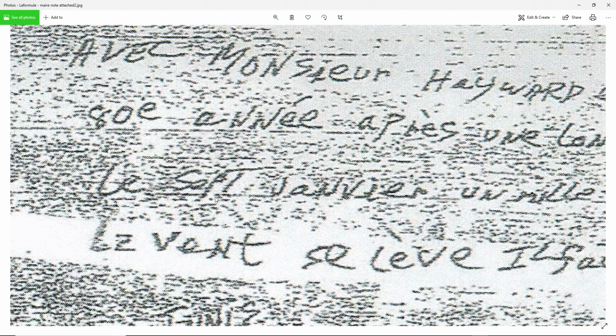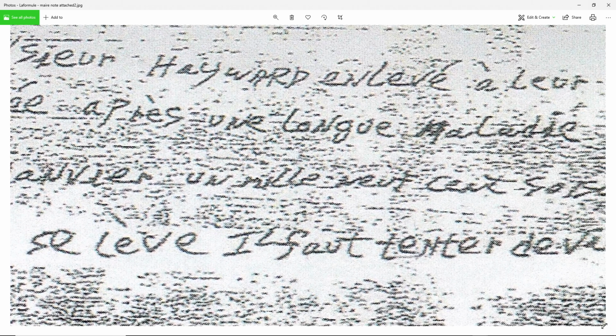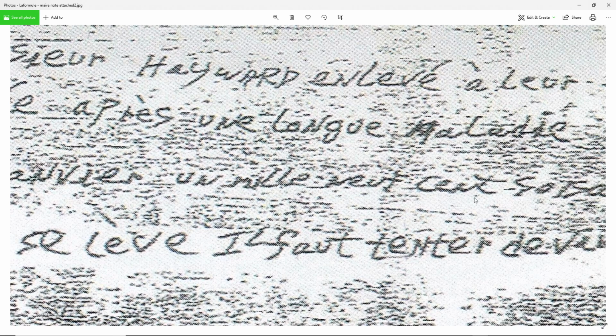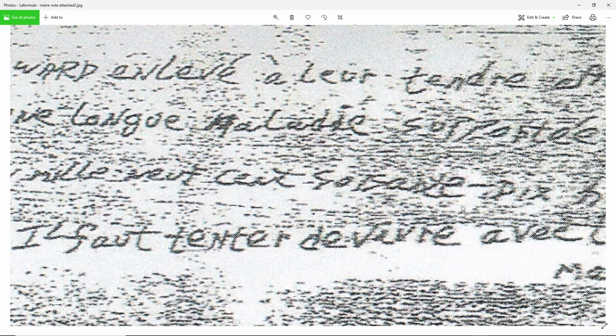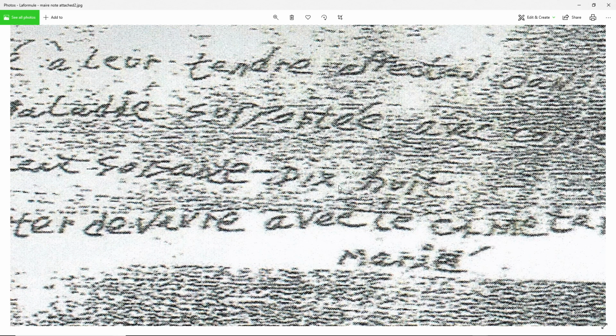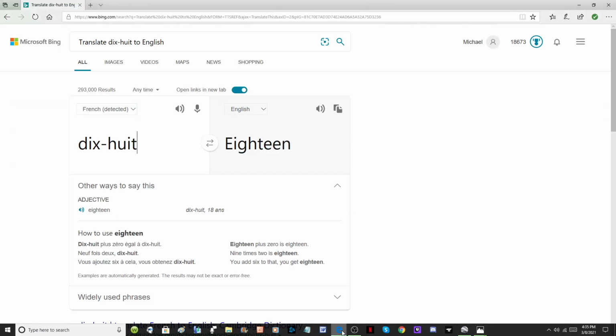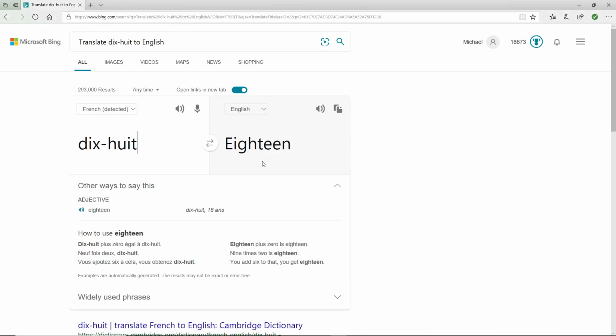But anyway, it is the 7th of January, and then it's 1960. And then at the end here it has DIX, and then I think that's HUIT, which I believe is 18 in French. I think I had it up here. Yeah, here it is right here. Dix, Huit, however you pronounce that. It's 18.